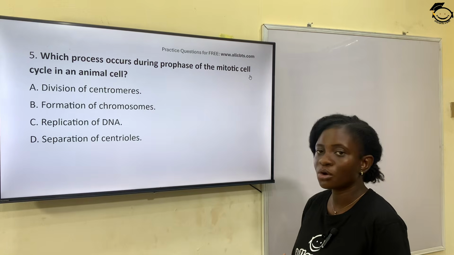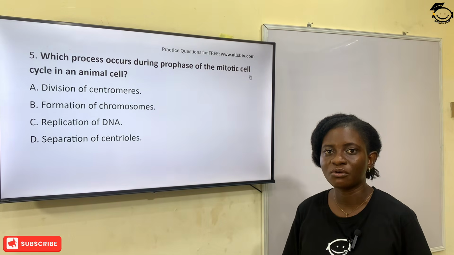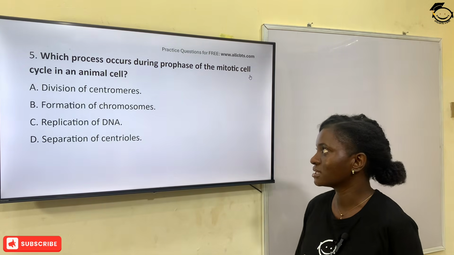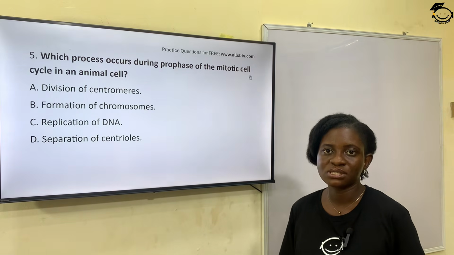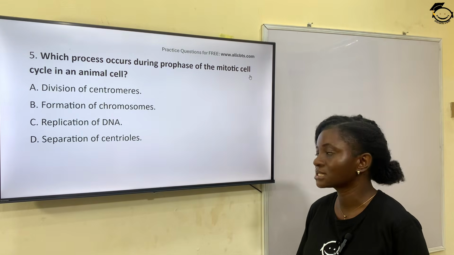So the process that occurs during prophase has to do with formation of chromosomes. So option B is the correct answer. Formation of chromosomes occurs during the prophase of the mitotic cell cycle in animal cells. Option B is the correct answer.